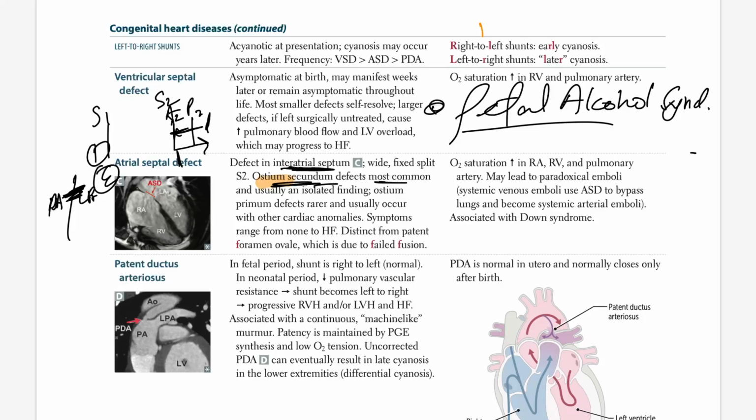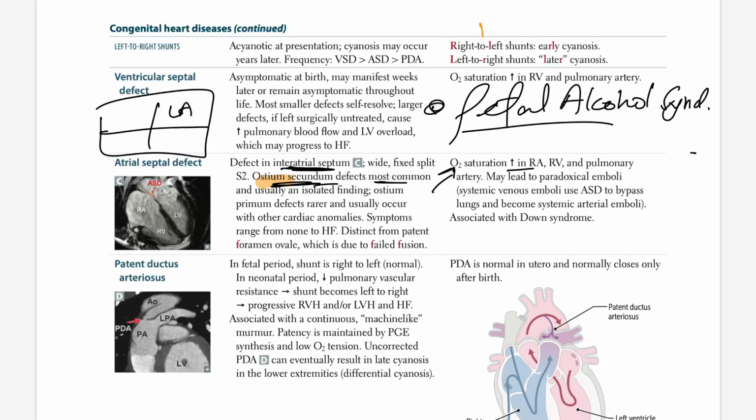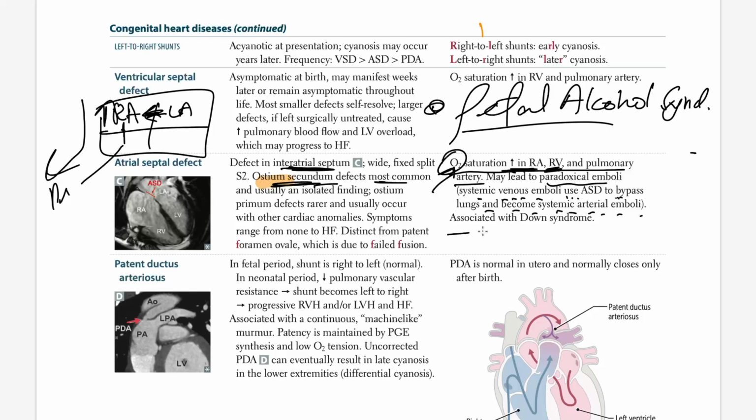And now this one is specifically for the atrial septum, the defect in the atrial septum. Here you can have an increase in O2 in the right atrium. Again, same thing. From the left atrium, which is oxygenated blood, it goes into the right atrium through this, and there will be an increase in O2 in the right atrium, the right ventricle and the pulmonary artery. Because the circulation goes this way, you already know that it's going to increase in all the rest of things. May lead to paradoxical emboli, meaning a systemic venous embolus uses the ASD to bypass the lungs and become a systemic arterial embolus. It is associated with Down syndrome.